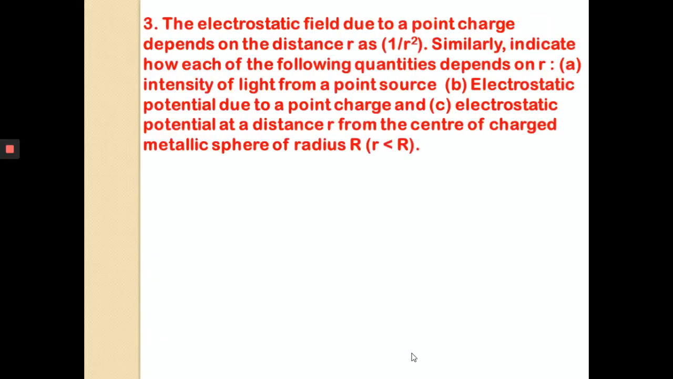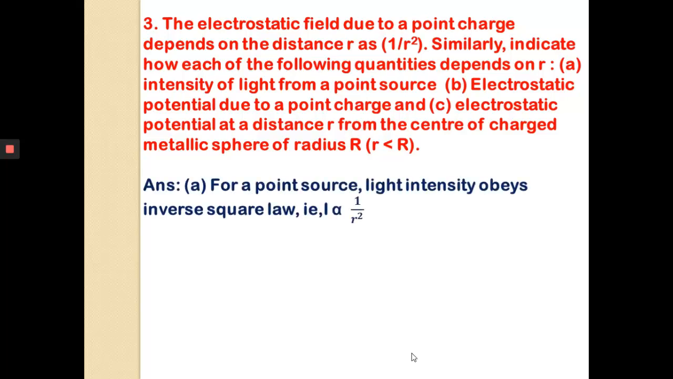Clear? Next question. The electrostatic field due to a point charge depends on the distance r as 1 by r square. E is equal to 1 by 4 pi epsilon 0 q by r square, right? Similarly, indicate how each of the following quantities depends on r. Intensity of light from a point source. That is the first one. Intensity of light from a point source depends on the inverse square law. So it is inversely proportional to r square.